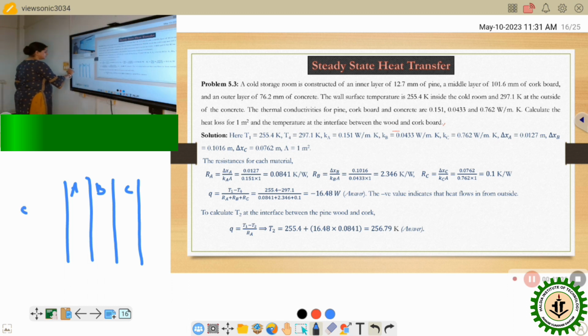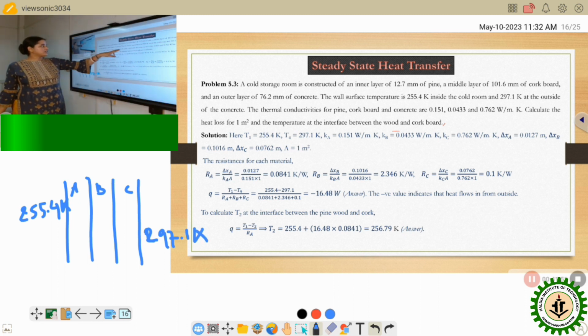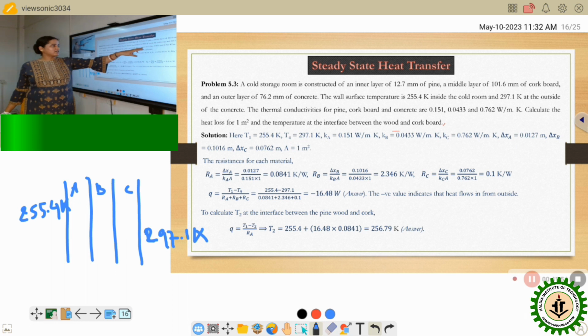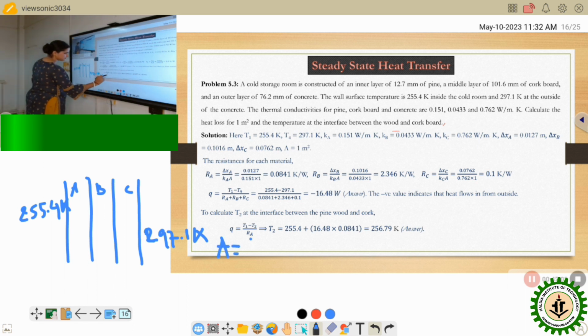So here it will be 255.4 Kelvin, and 297.1 Kelvin at the outside of the concrete. So here it will be 297.1 Kelvin. The thermal conductivities for pine, corkboard and concrete are given here. Now you have to calculate heat loss for 1 meter square, so area is given here as 1 meter square.